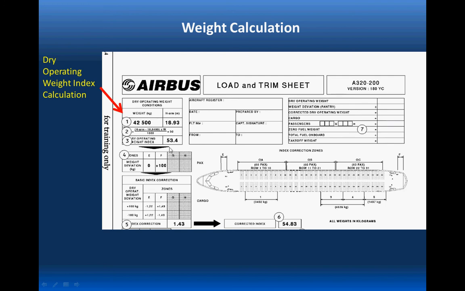We're going to adjust the dry operating weight index according to this table down here. So we have 100 kilograms in Zone F. So Zone F with plus 100 kilograms is going to be 1.43, that's going to be the adjustment. So we take 53.4 plus 1.43, and that gives us 54.83 as our corrected index. Okay, right now this number doesn't mean too much to us, but we'll come back to it later after we've filled out some information in Zone 7.